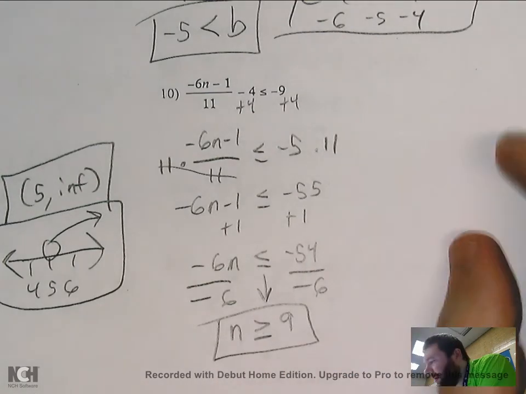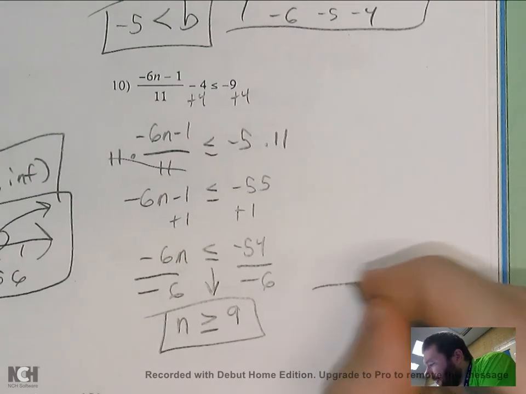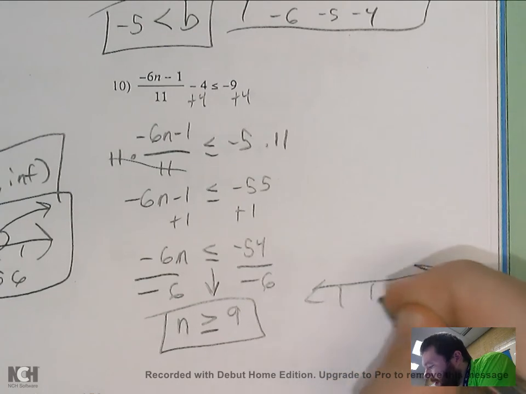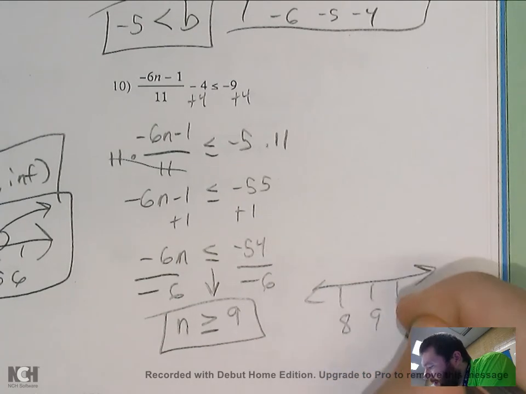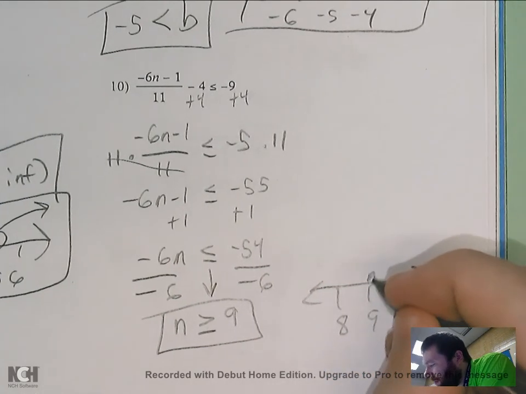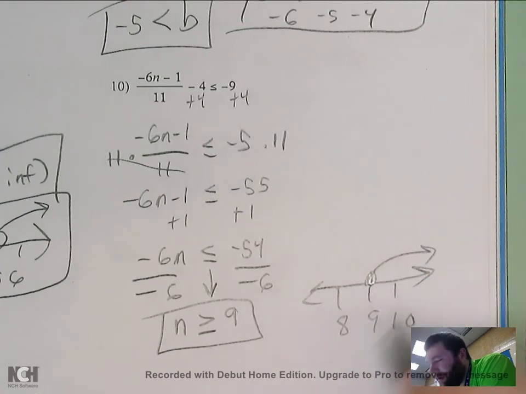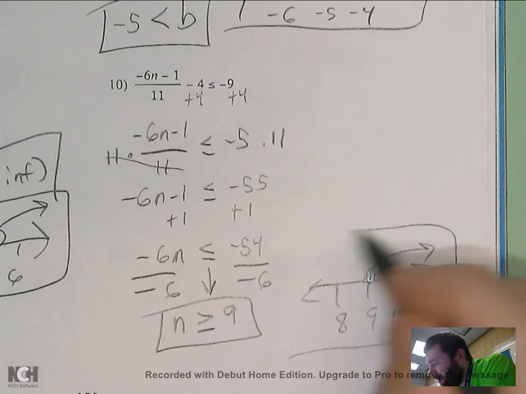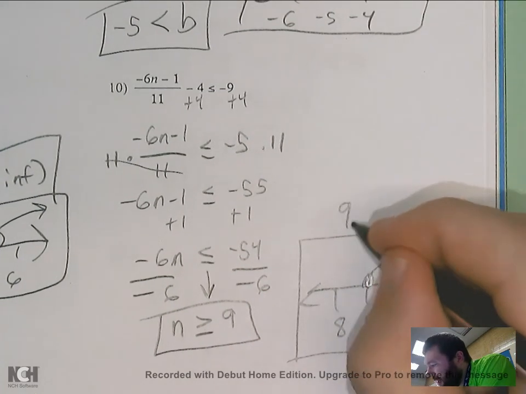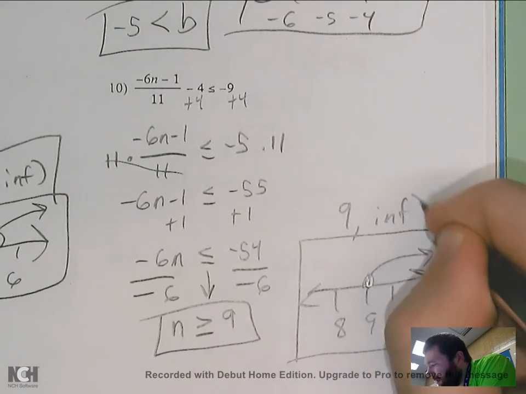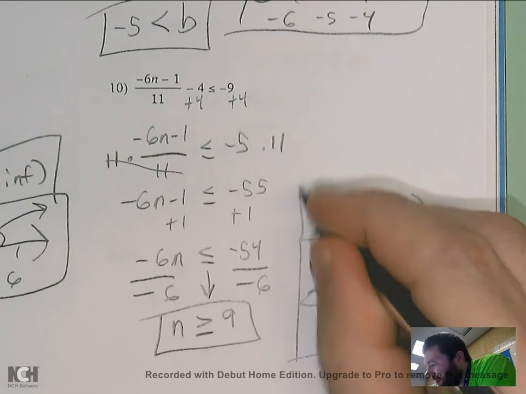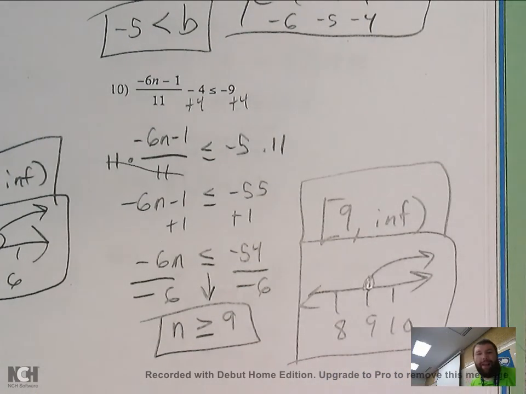And there's our first answer. And then we graph it. 8, 9, 10. And we're going to use a closed circle. And it's eating the variable, so it's going to go to the right. And least number would be 9. Greatest number would be infinity. Parentheses, and then a bracket on the 9 because of the closed circle. And that's it. So that is your test review.